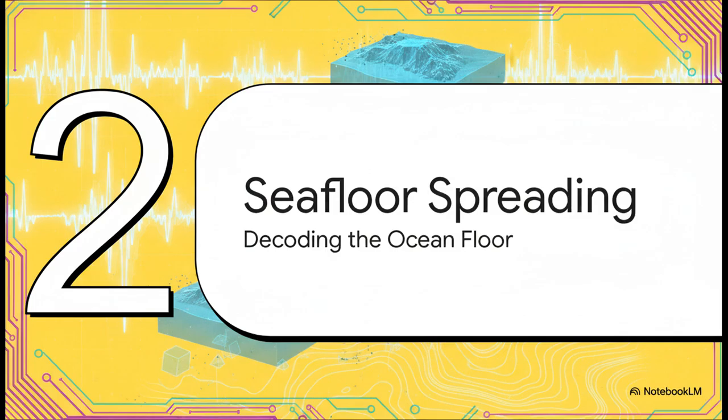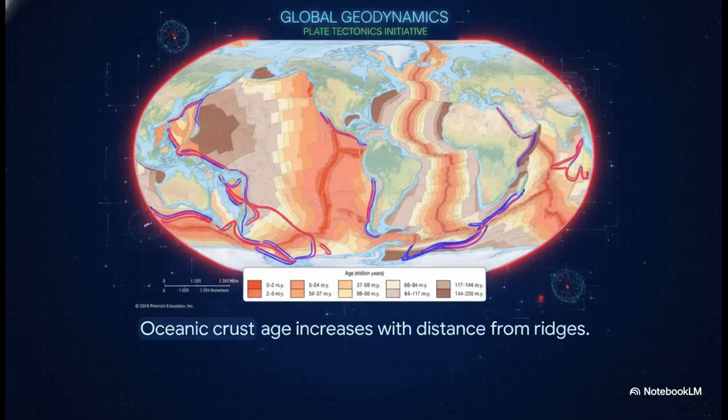Which brings us to Section 2. Decoding seafloor spreading. To find that missing engine, we've got to fast forward to the years following World War II. During these massive, unprecedented ocean surveys, scientists stumbled upon a giant chain of underwater mountains, a mid-ocean ridge running 65,000 kilometers right through the middle of the world's ocean basins. So in the 1960s, Harry Hess proposed seafloor spreading to explain this.